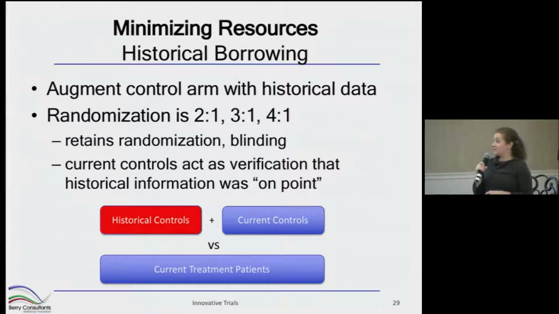So the benefits that we get from this is we retain blinding, so we now still have that, we remove some of those biases that we might see in a single-arm trial.